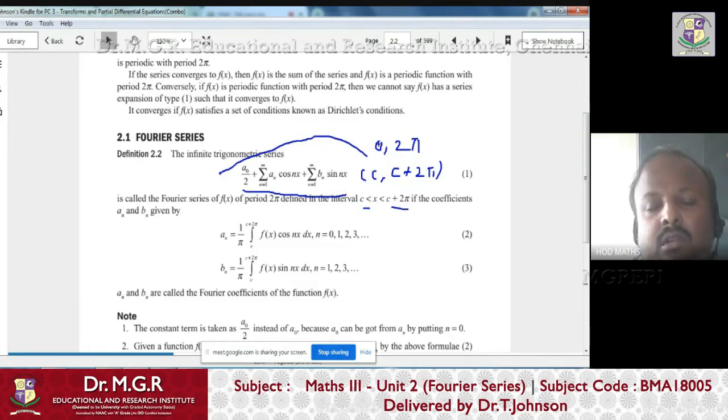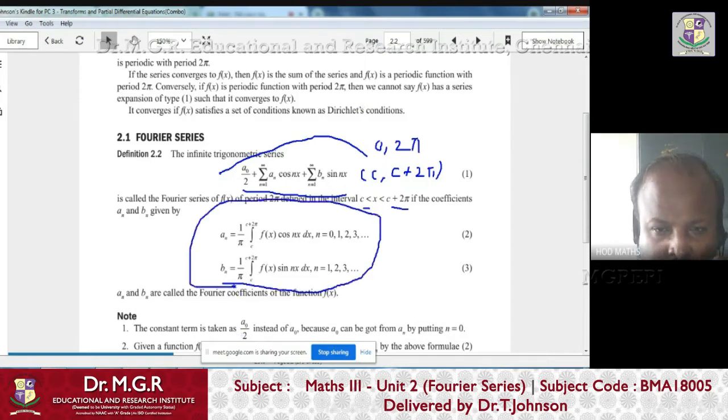No, a periodic function is a necessary condition, but apart from that, it has to satisfy some other conditions. Then only you can write the function in terms of sines and cosines. Right? First, I will tell you the condition. Then I'll come back to the definition and the formula. So these are two formulas you have to remember when you do the problem.